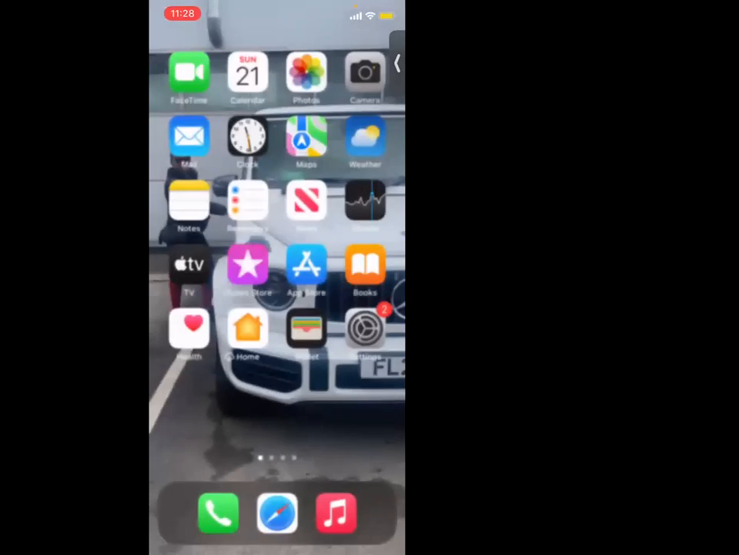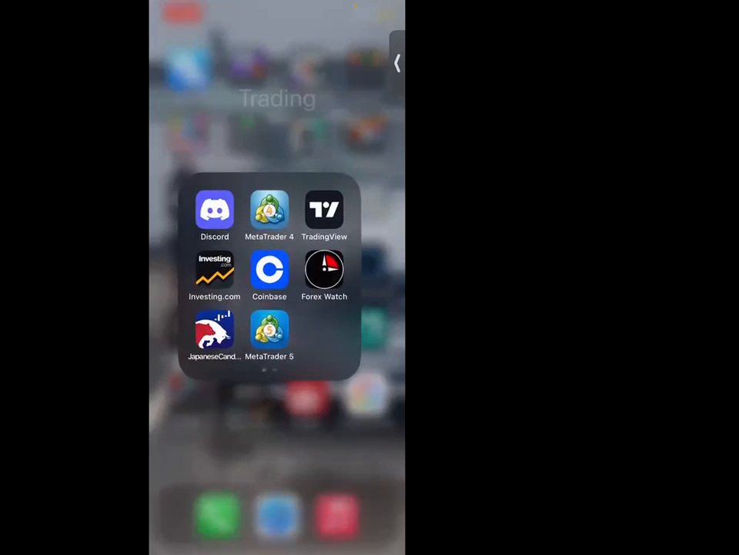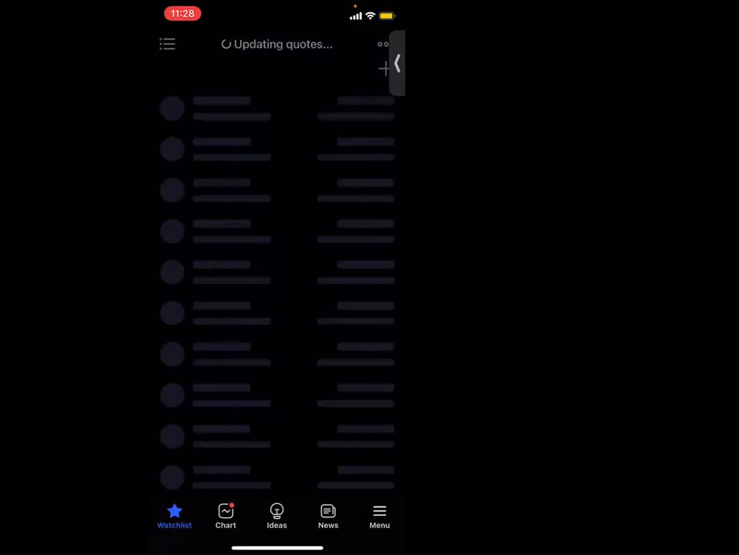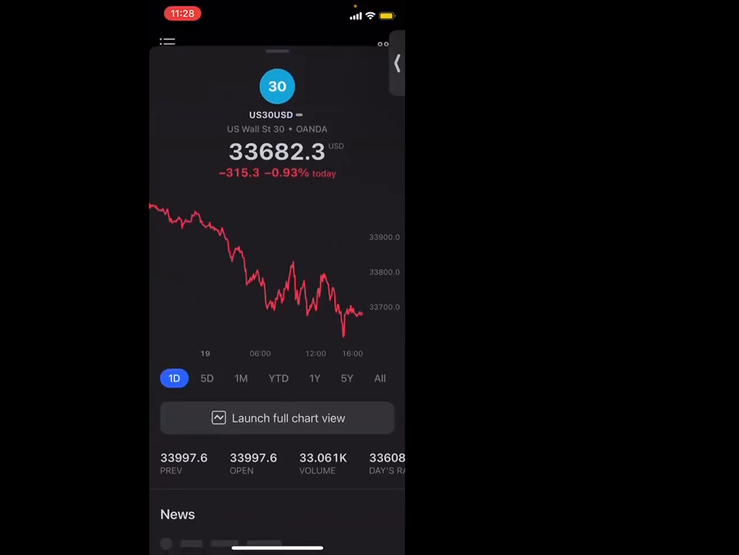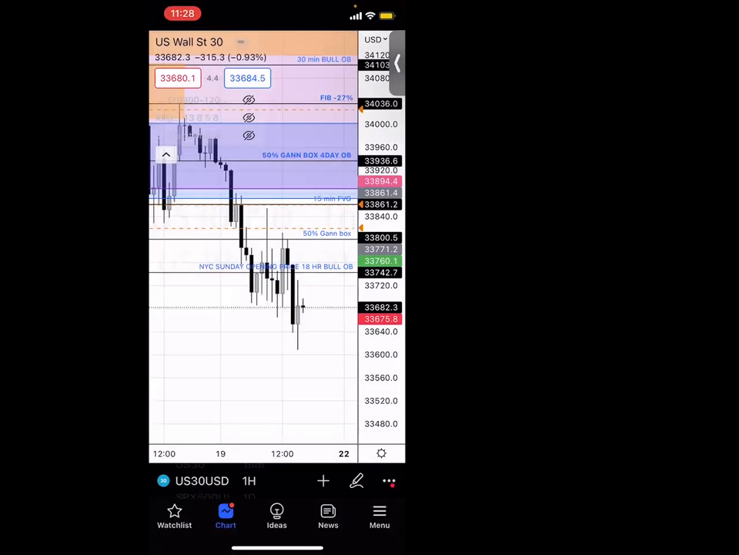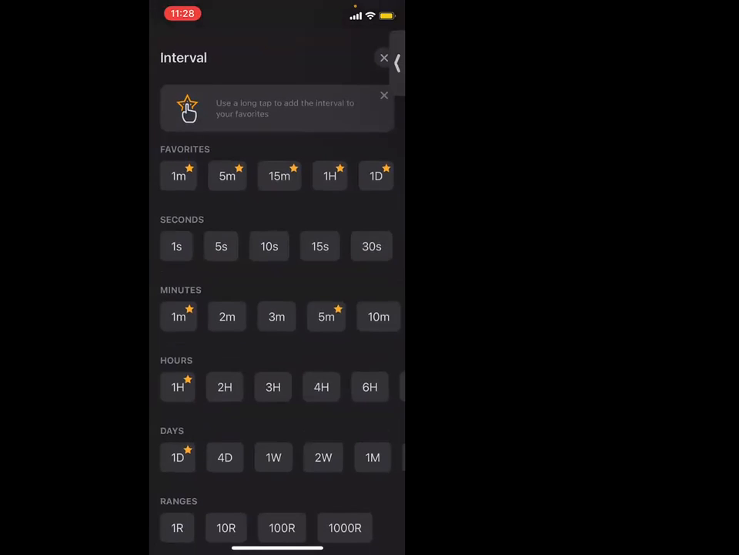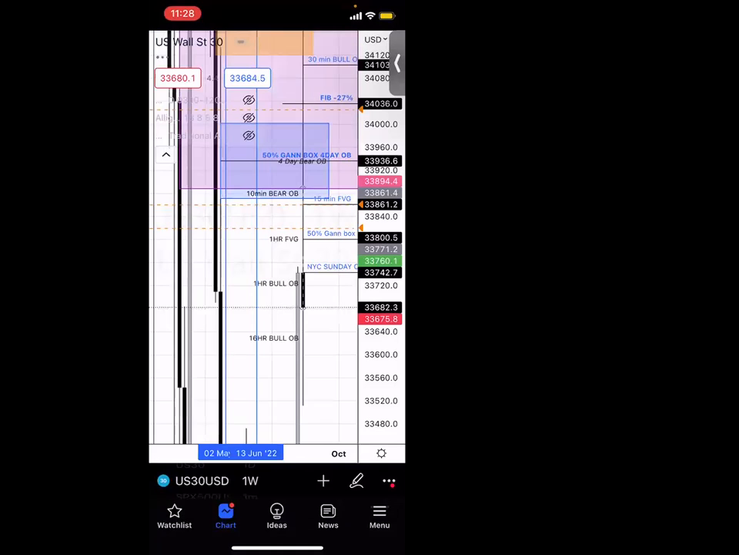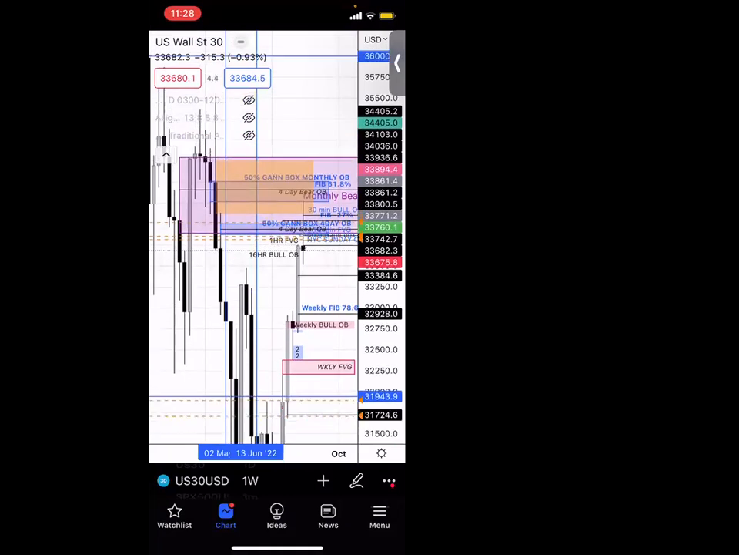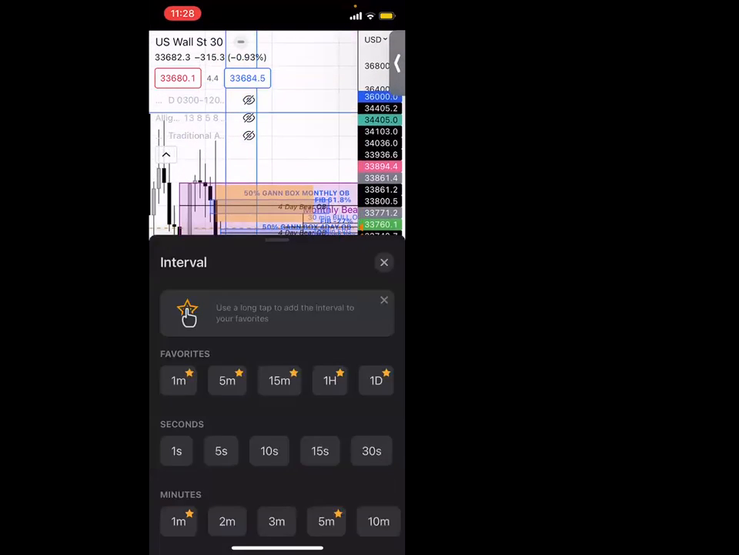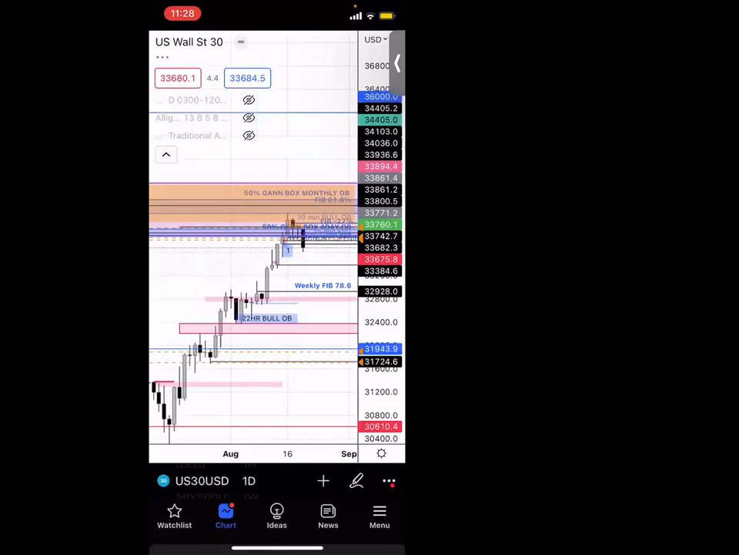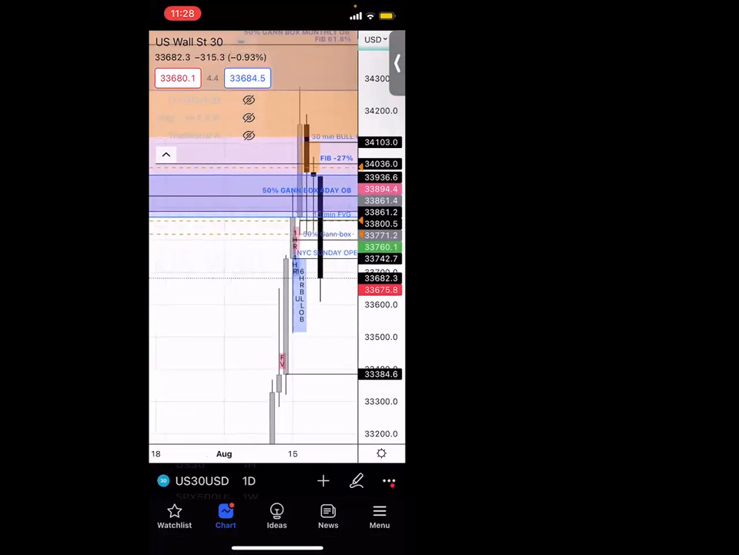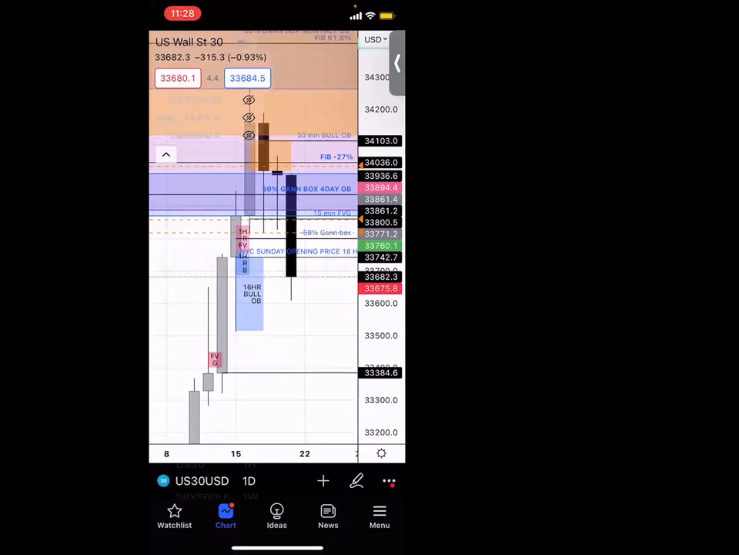So first, I'm just going to go into TradingView, go into US30, and look at the overall week. It might look a bit messy for you guys, but then I'm going to go down to the daily, so all my annotations. I'm just going to pick up where we left off on Friday.